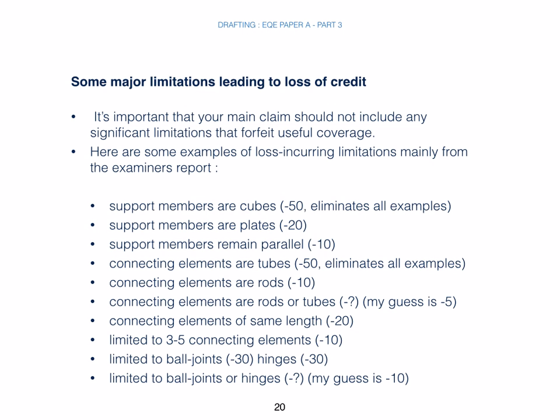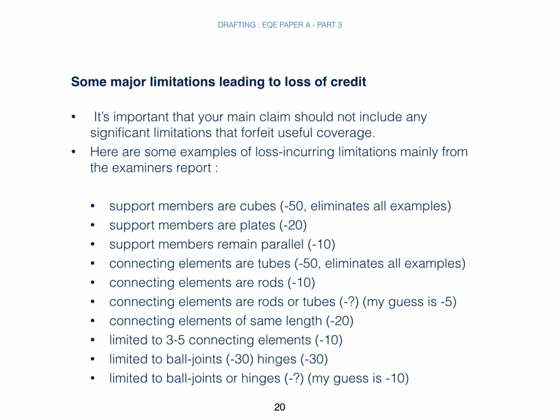If you should limit your main claim to the support members being plates, this would cover the described examples, but it would not cover the described variations such as cubes, and you would lose 20 points. If you limited the claim by saying that the support members remain parallel to one another, you would lose 10 points. And this, I think, is due to the fact that if you carefully consider the figure 1 embodiment, as you twist the two support members, they do not necessarily remain parallel to one another.